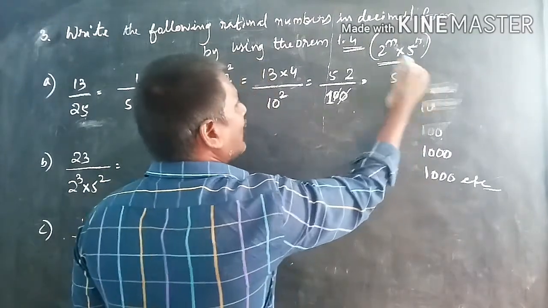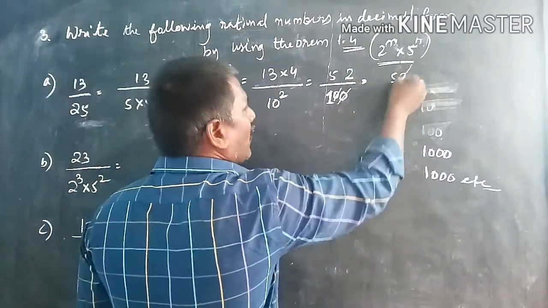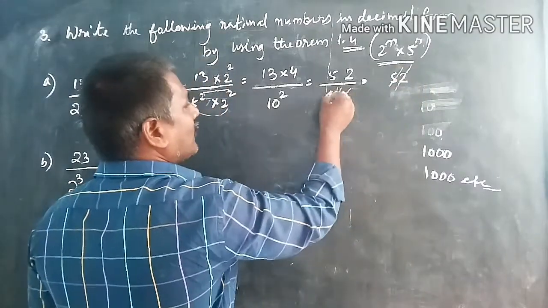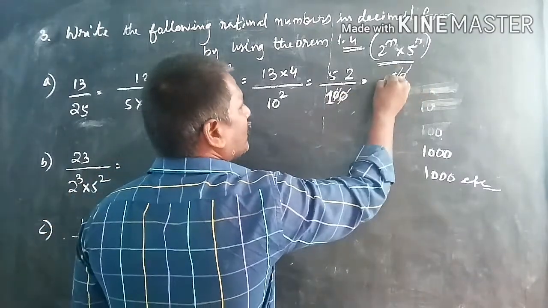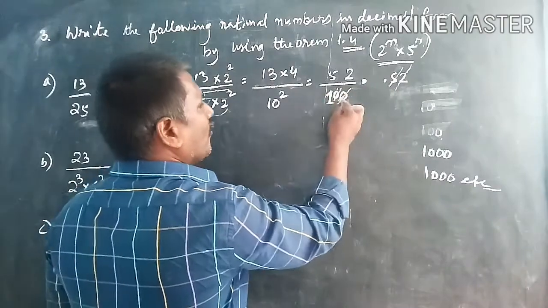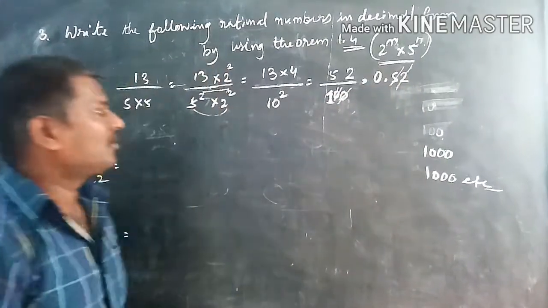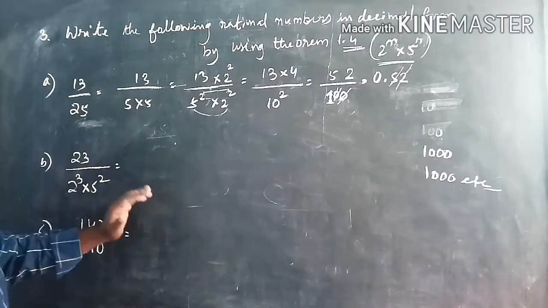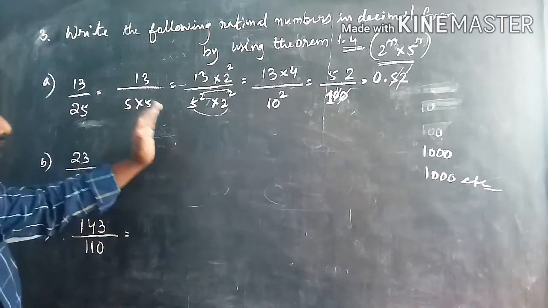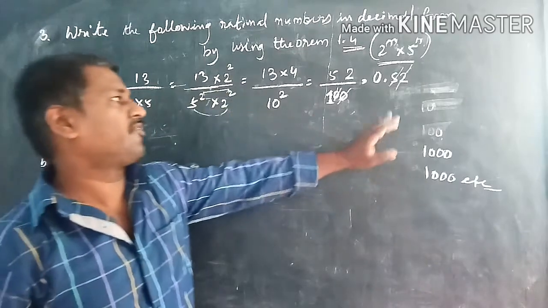Now right to left you count the number of digits, 1, 2. After 2 zeros, after 2 digits you have to put a point. Before the point it has nothing, which means you have to write 0. So this is the way you have to show that all rational numbers can be written into decimal numbers by using theorem 1.1.